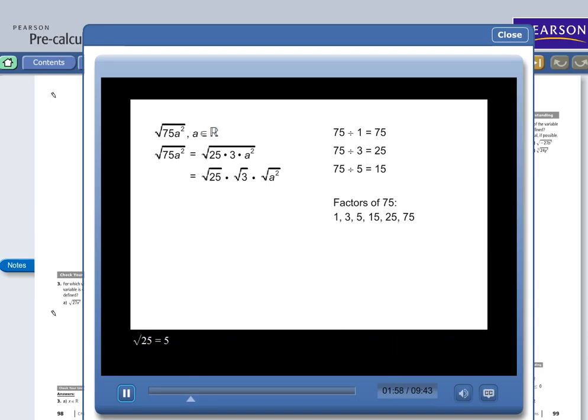The square root of 25 is 5. The square root of 3 can't be simplified any further. The square root of a squared is the absolute value of a. So, the square root of 75a squared equals 5 times the square root of 3 times the absolute value of a.